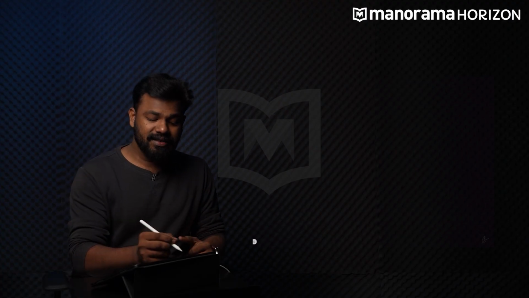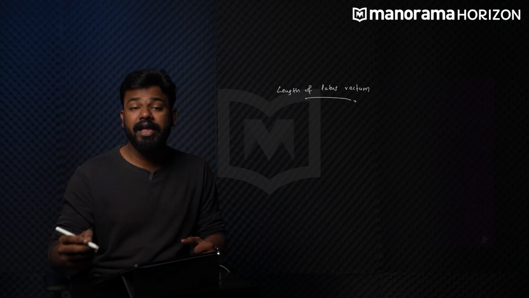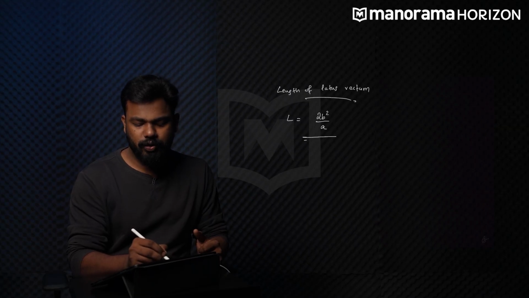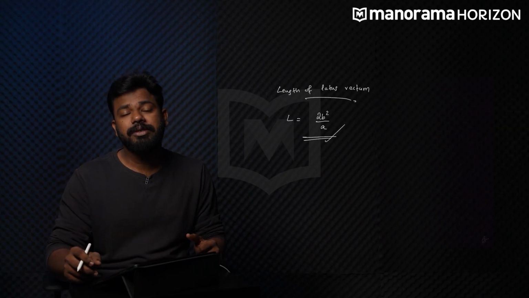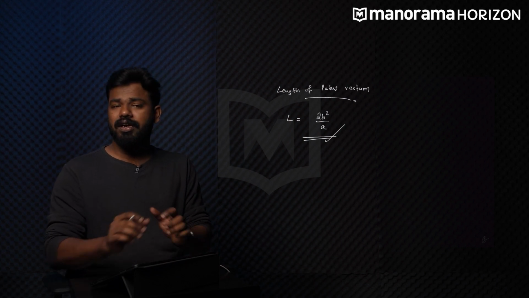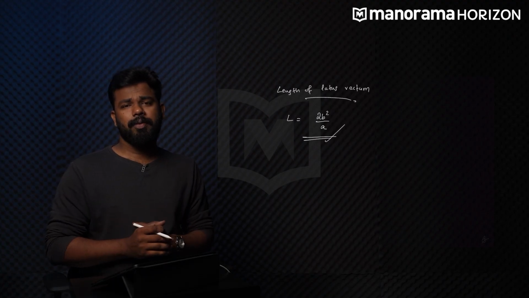Now one more thing is there. What is that? The length of the latus rectum. Same as in the ellipse that we have learned, the latus rectum length will be L equal to 2b square by a. So here also the length of the latus rectum is nothing but 2b square by a. So this is all about the different terms in a hyperbola.